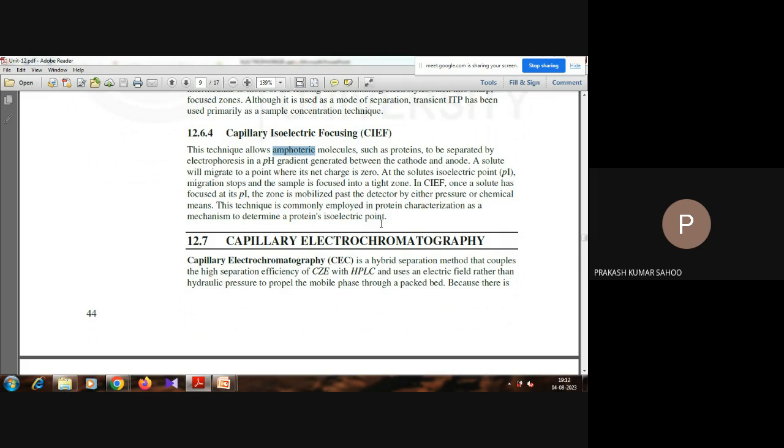That means, in general, at the isoelectric point there will be no migration of the ions at a definite pH. But in CIEF, capillary isoelectric focusing, we exercise some external pressure or chemical means for the movement of the particles towards the respective electrodes even at the isoelectric point. So this process is carried out to determine the isoelectric point of a protein.